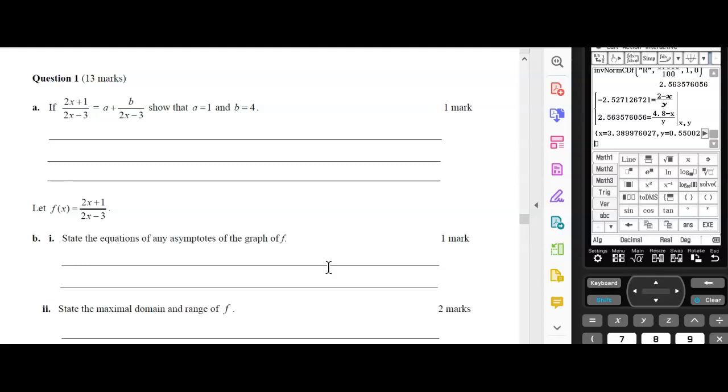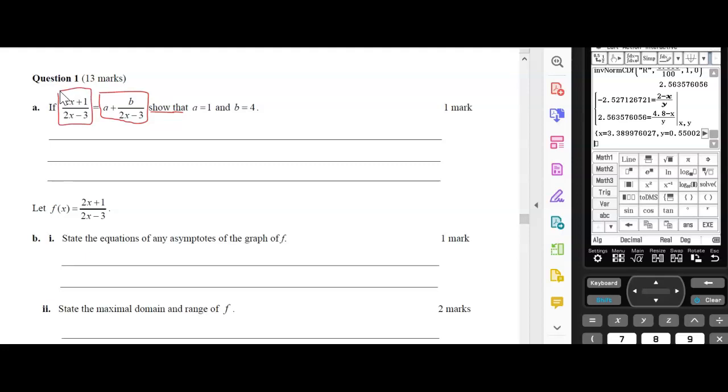Okay, anyway, let's get started. Question 1A. If (2x plus 1) divided by (2x minus 3) equals a plus b over (2x minus 3), show that a equals 1 and b equals 4. So it's a show that question. Let's pretend it doesn't say show that, and find the value of a and the value of b. This is the form we want this in.